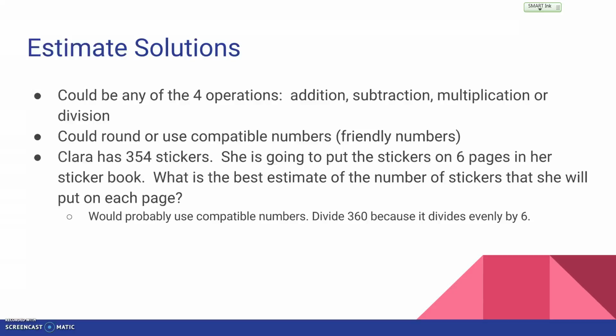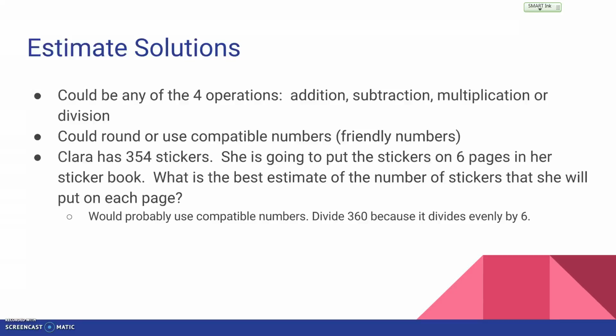Well, we could round 354 off to the nearest 100, but that would round up to 400, and 400 is quite a ways from 354. So I probably would not want to do that. I could round 354 to 350, and that would be rounding to the nearest 10. But 6 does not divide evenly into 350. Then I think, well, 360 is pretty close to 354, and 6 does divide evenly into 360.